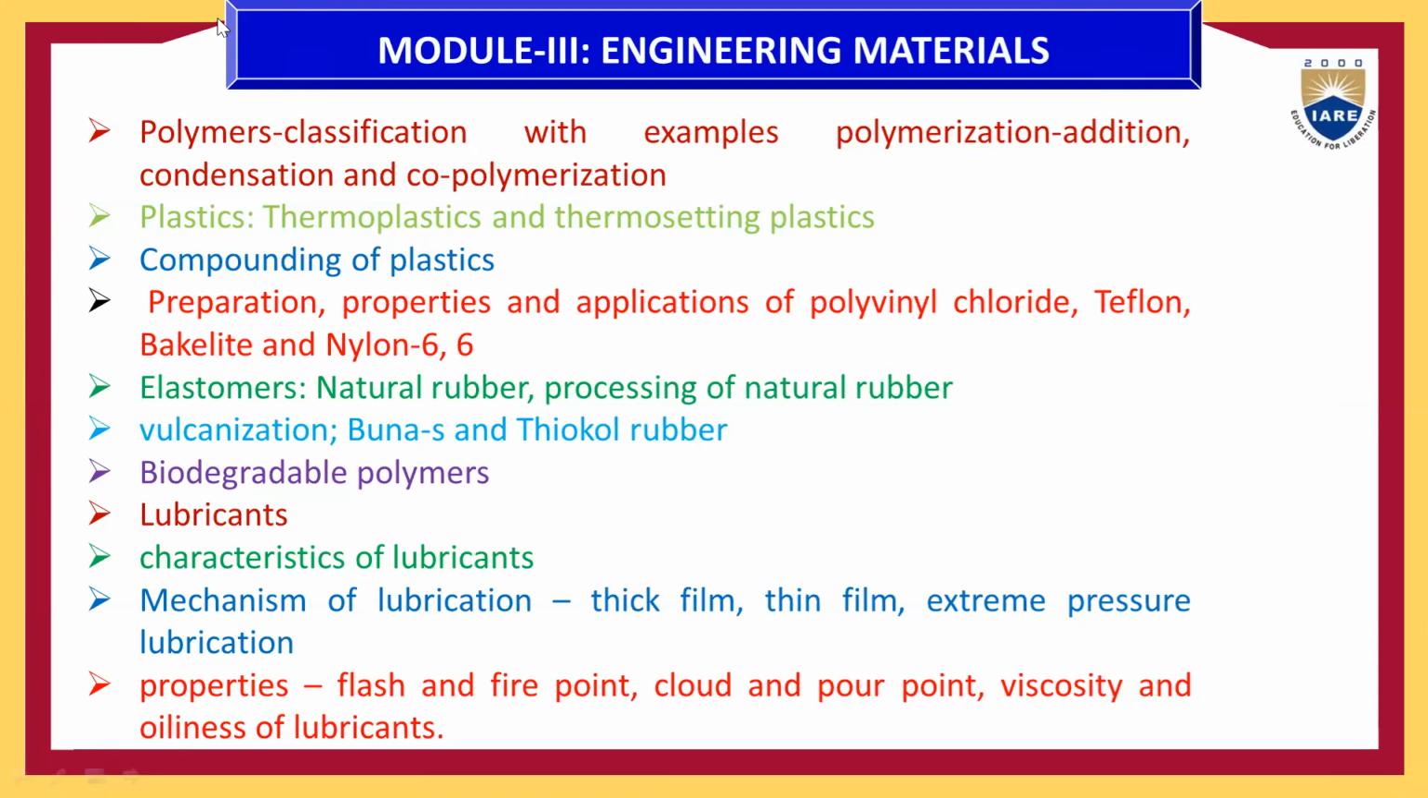So now, in previous classes, we discussed about the types of polymerization. Types of polymerization are addition, condensation, co-polymerization. Next one is the plastics. Plastics are thermoplastics and thermosetting plastics. Disturbance వస్తుంది sir. Okay. Wait for 1 minute.